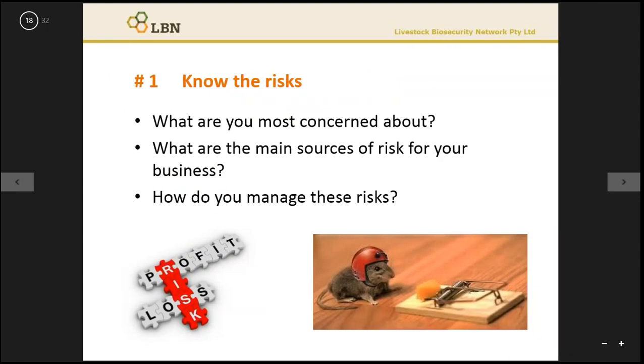So first of all, biosecurity planning is really about business risk management. What are some of the risks that impact your business and what are you most concerned about? It's good to know the diseases in your area, so their prevalence, their signs and how they spread. But if you're purchasing livestock from outside your local area, there's different risks that you need to think about. So knowing where your main sources of risks are coming from can help you prioritise and think about how you might manage these risks.